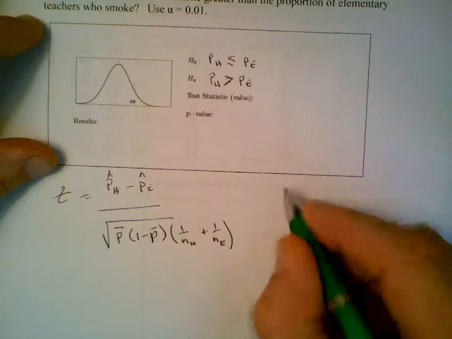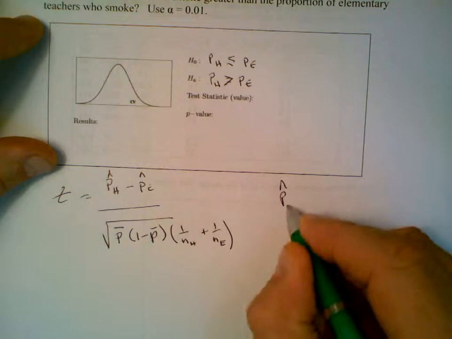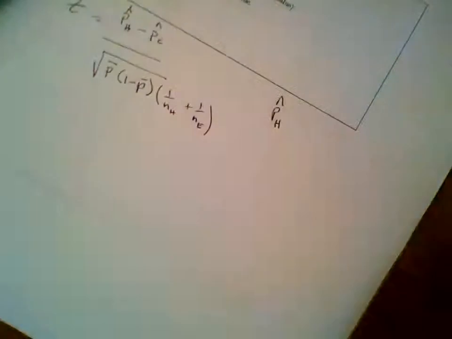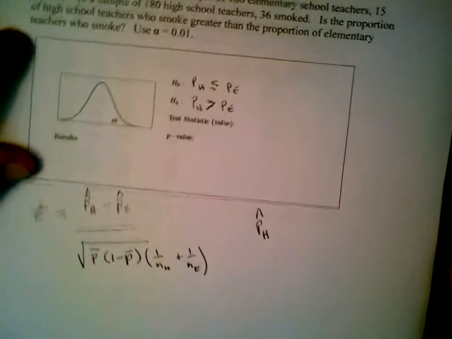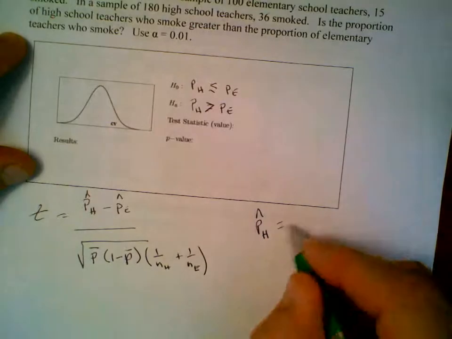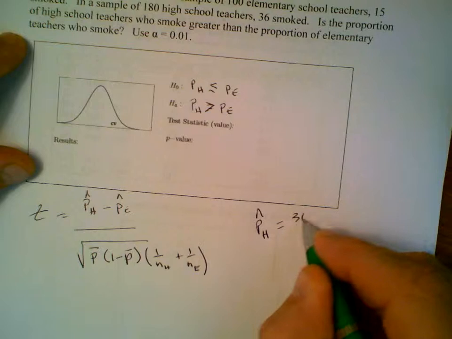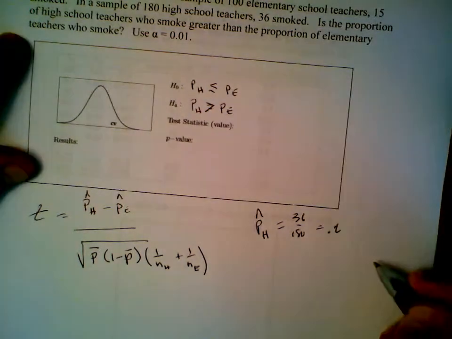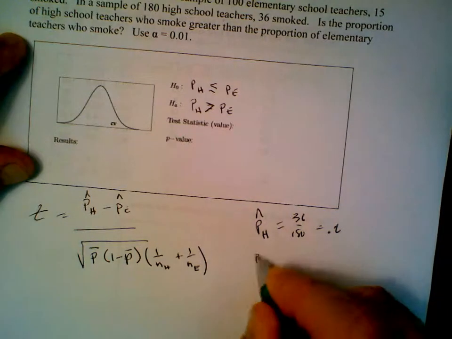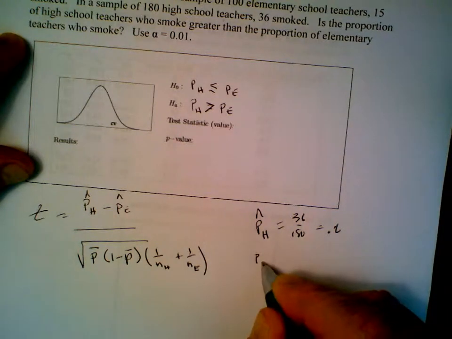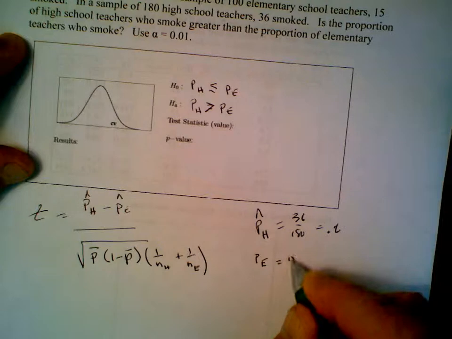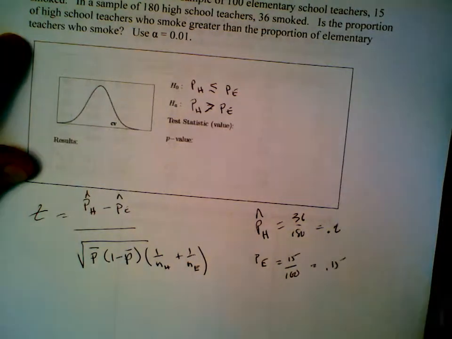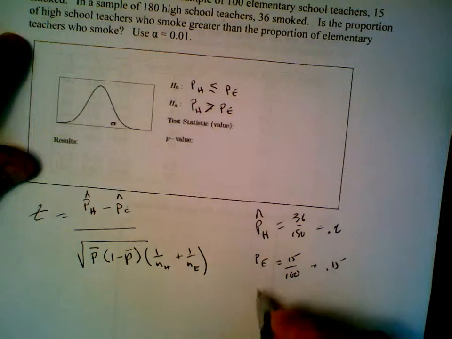P hat h is the sample proportion of high school teachers. We're told that among the 180 high school teachers, 36 smoked. So we have 36 over 180. That happens to be 20%. In the case of the elementary teachers, we have 15 over 100, and that is 15%. That was no trouble at all.